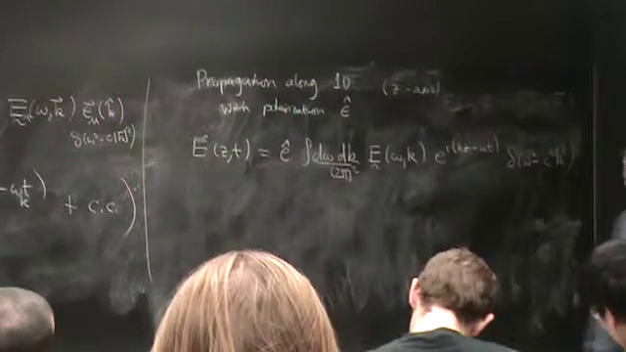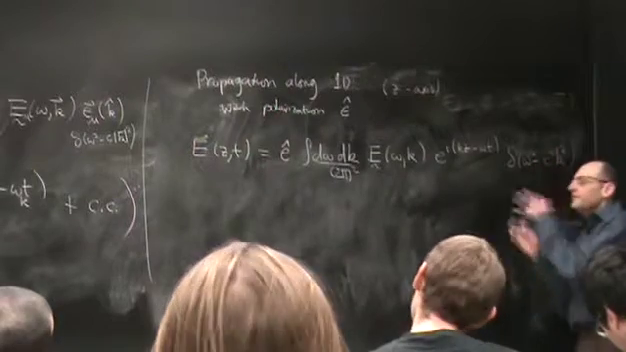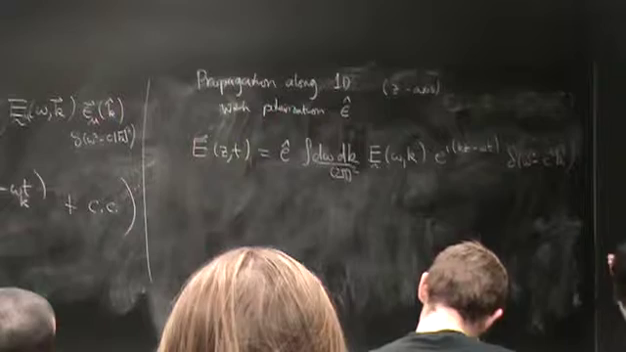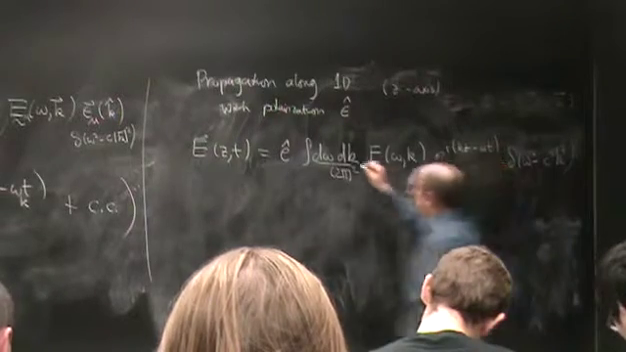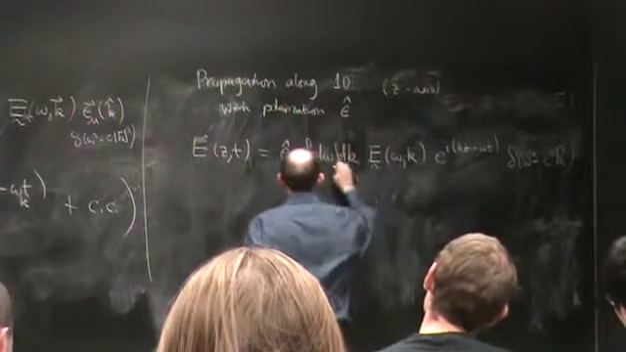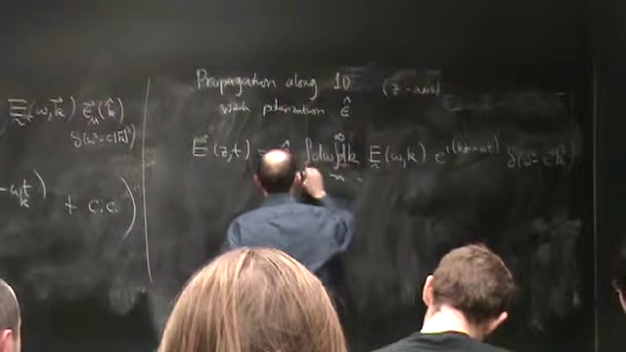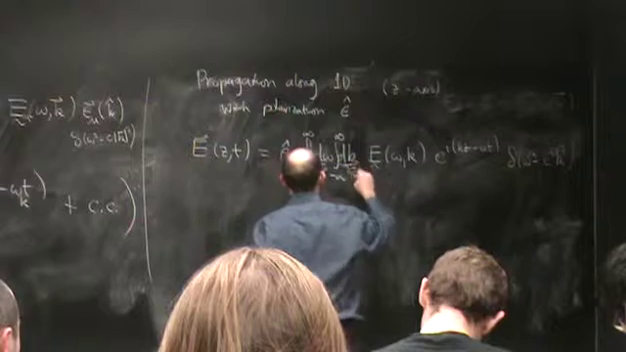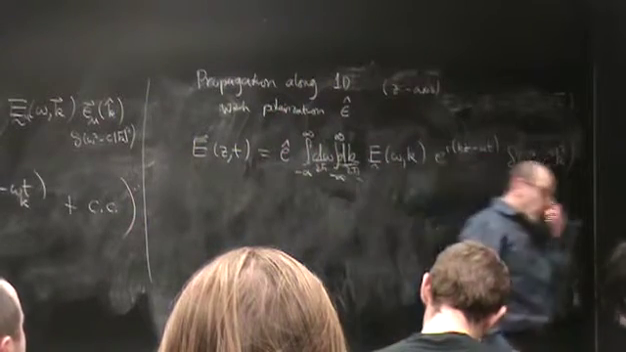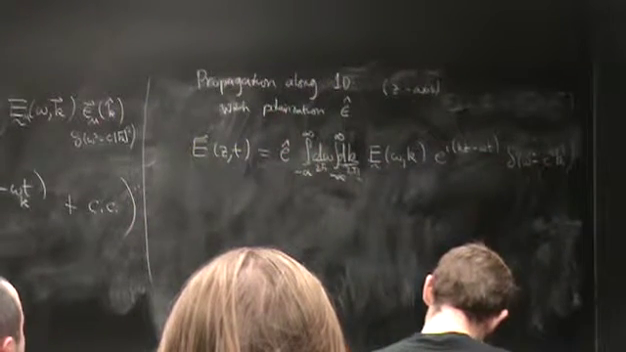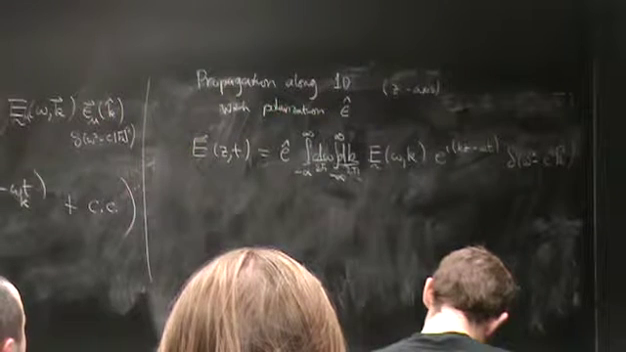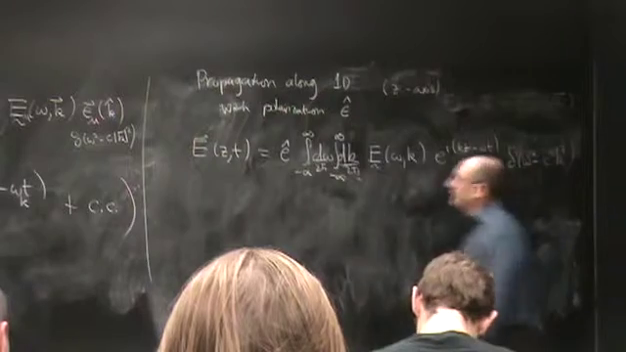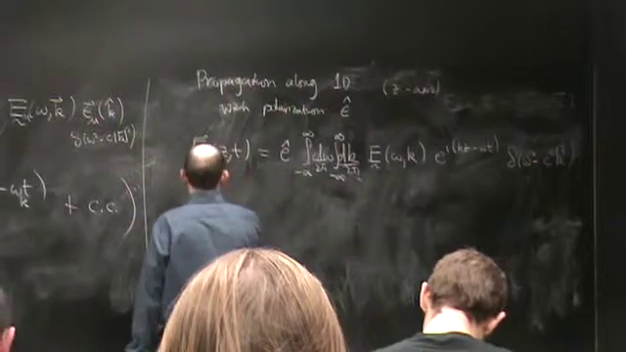Now, in this case, I have a choice. Let me write this out a little bit more explicitly. Both of these go from minus infinity to infinity. I can integrate over k, or I can integrate over omega. I have a choice, and either of those choices is useful in different circumstances. Let me write them out.